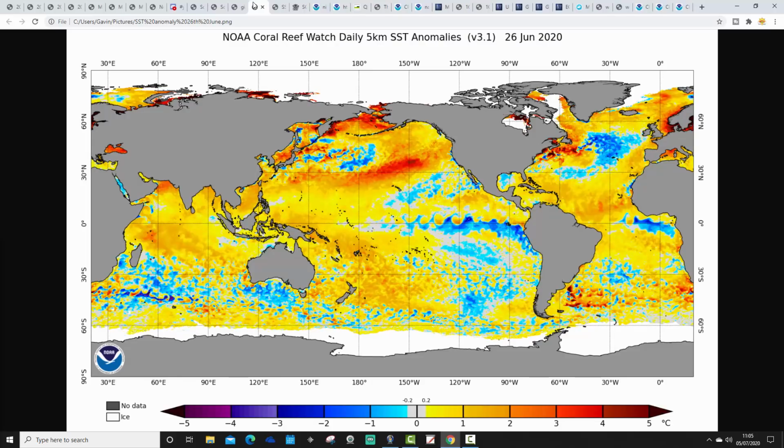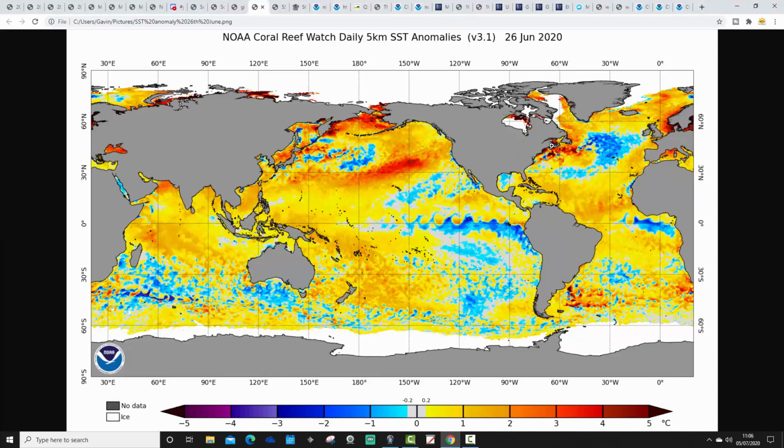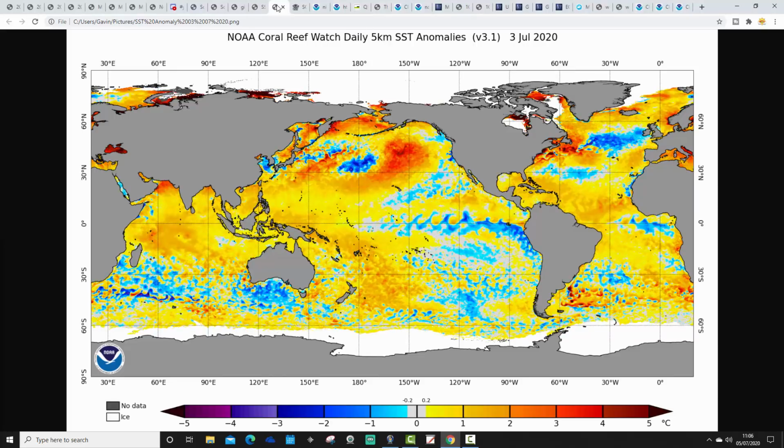This is how sea surface temperature anomalies were looking when we did last week's GavsWeatherVids Sunday Round-Up. So this is from the 26th, I should say, of June. So 3 areas of interest, of course. We've got the ENSO region just here, the Equatorial Pacific Ocean, the North Pacific PDO, and the North Atlantic over there. So that's how the sea surface temperature anomalies were looking last week. This is the very latest.